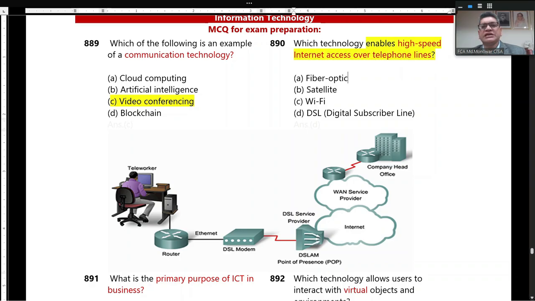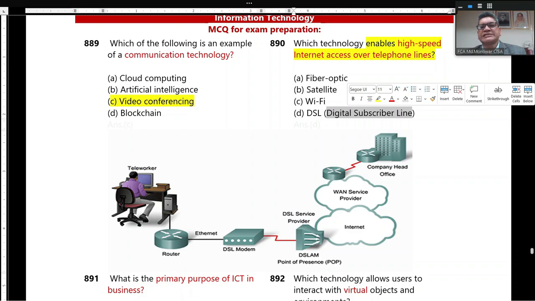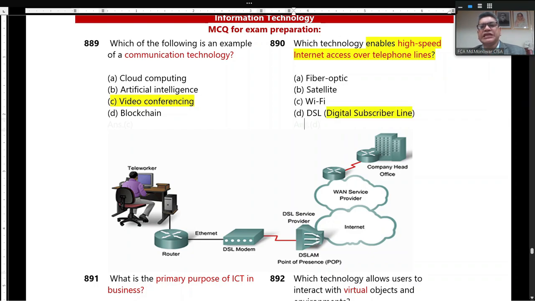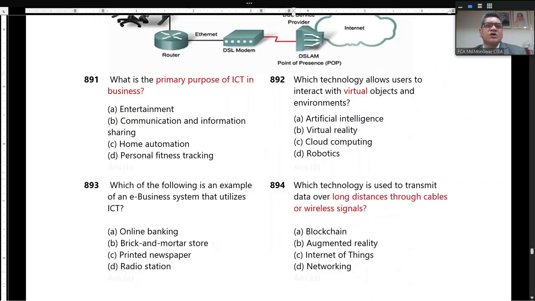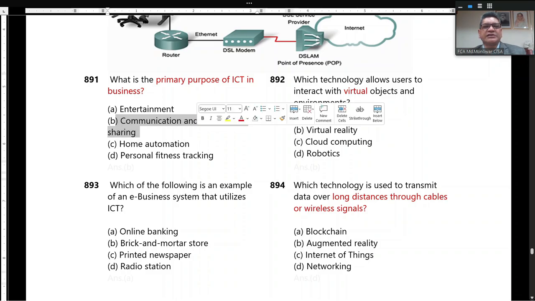Which technology? Answer, digital subscriber line, DSL, is the high speed internet access over telephone line. What is the primary purpose of ICT in business? Business ICT primary purpose key. Answer, communicating and information sharing is the primary purpose of ICT in business.